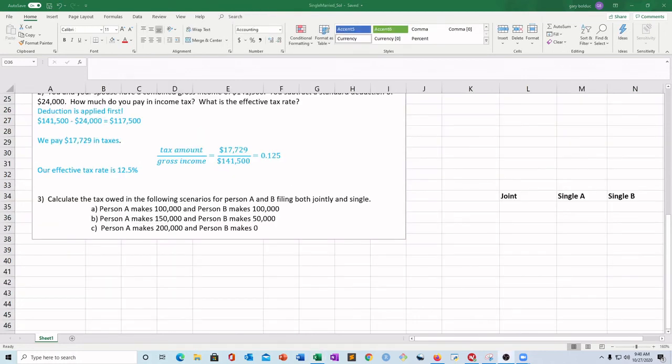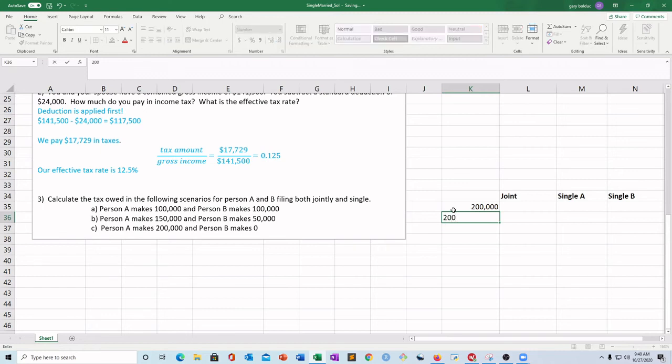Okay, number 3 says, calculate the tax owed in the following scenarios for person A filing both jointly and single. So we're going to fill out a very similar table as what we had above. Person A makes $100,000 and person B makes $100,000. So together, we'll just write here what their combined income is, $200,000. Now this next one, person A makes $150,000, person B makes $50,000. That's still $200,000 combined. So we'll even write this out. This is A, B, and C.